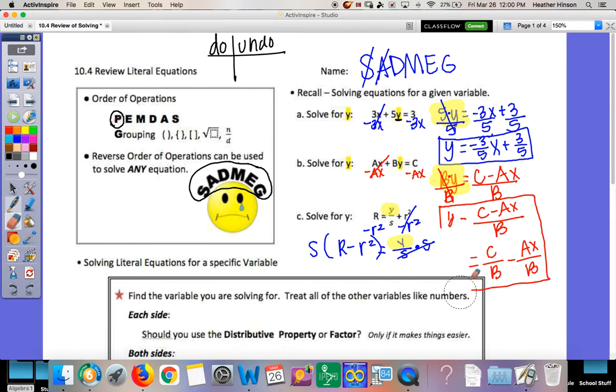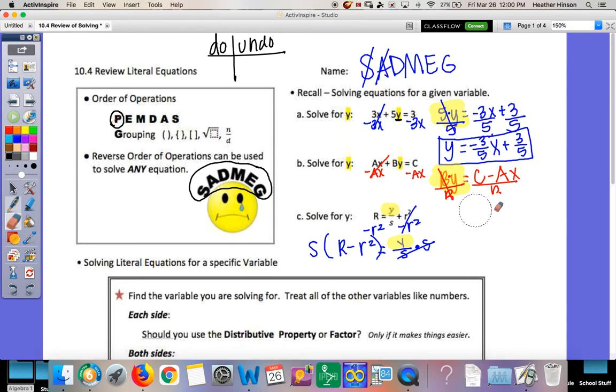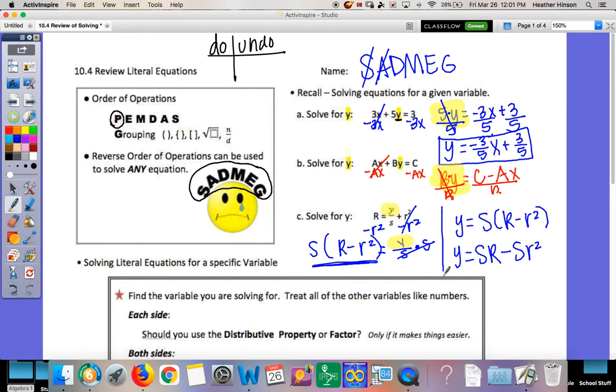So let me erase this so I can have space. So you're just going to have y left over, and then you're going to have this phrase, s times R minus r squared. You can leave it like this. Occasionally you'll see it on your test where it gets distributed out. So s times R is sR, s times negative r squared is negative s r squared. Again, both of these are perfectly fine answers. You can leave it either way.